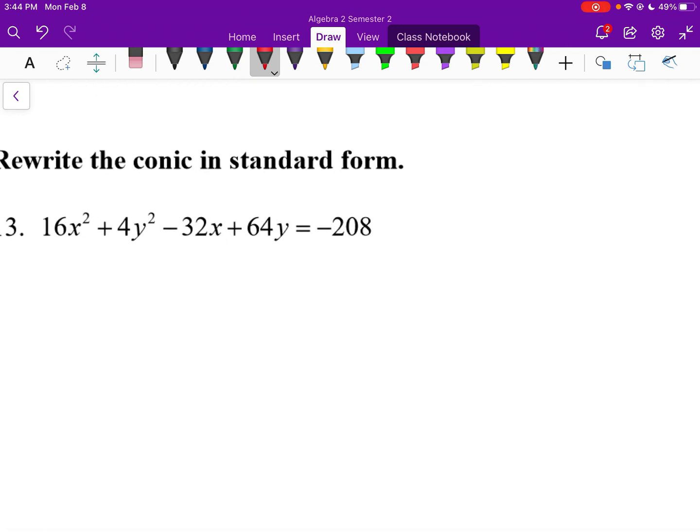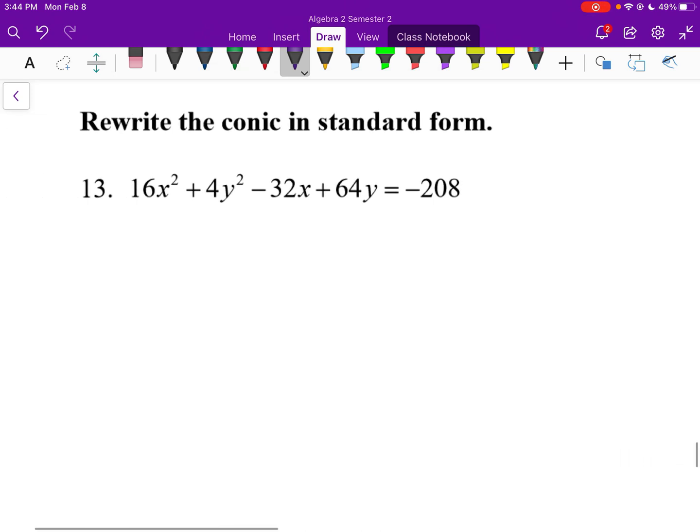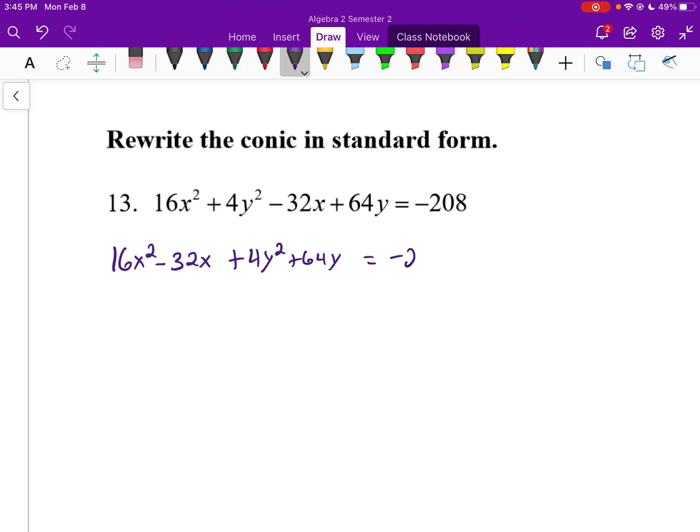Okay, rewriting conics now. Okay, expanded to standard is a little bit harder. So what we need to do again to get from expanded to standard is we're going to complete the square with both x and y. So in order to do that, we're going to get our x squared, or x terms together. So we got 16x squared minus 32x. Put our y's together, plus 4y squared plus 64y, and then leaving that constant on the right side. And if that constant isn't on the right side, bring it over to the other side.